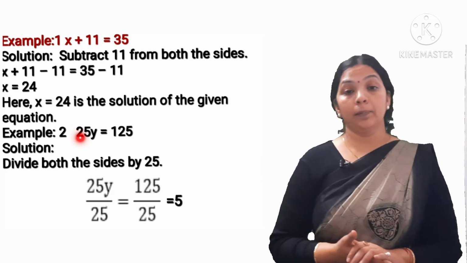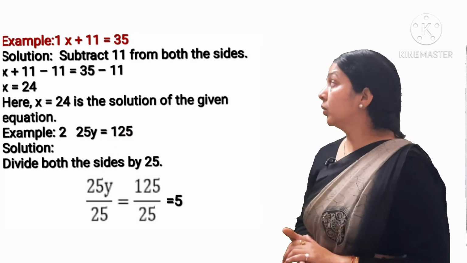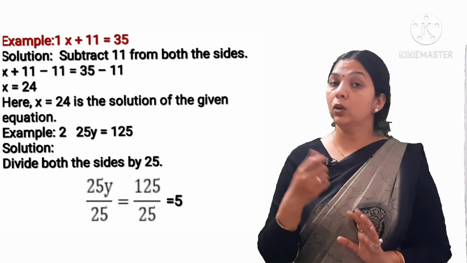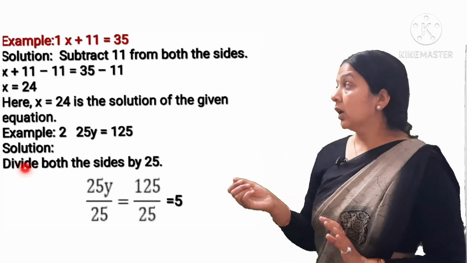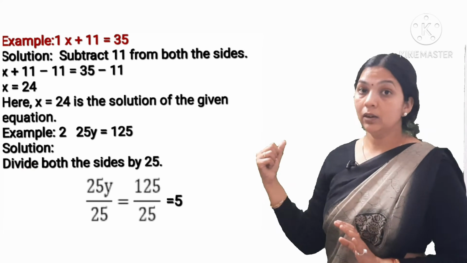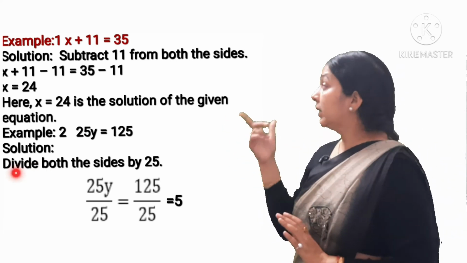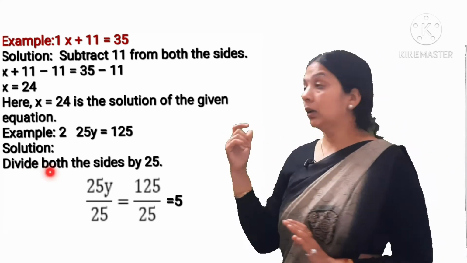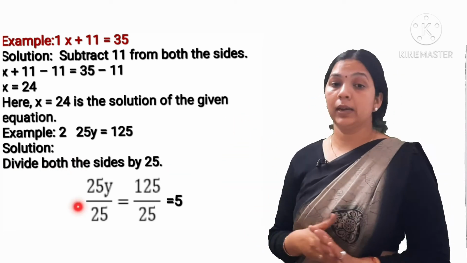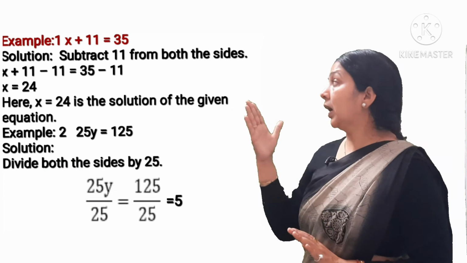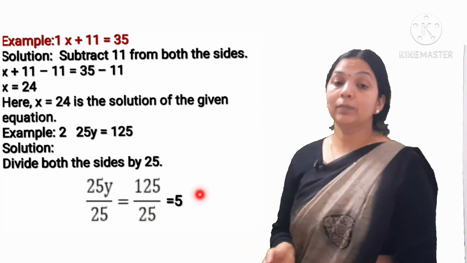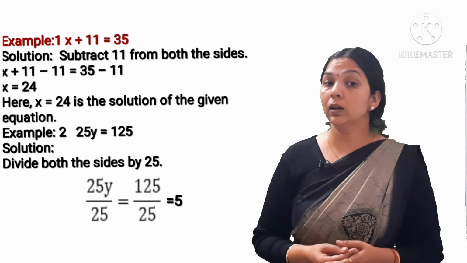Now, second example, 25y is equal to 125. Again, this is an equation and we have to find the value of y. Here we can see that the single terms are there on both hand sides. So, we can divide the equation by 25 on both hand sides. So, it will result 25y upon 25 is equal to 125 divided by 25. That means y is equal to 5 will be the answer.